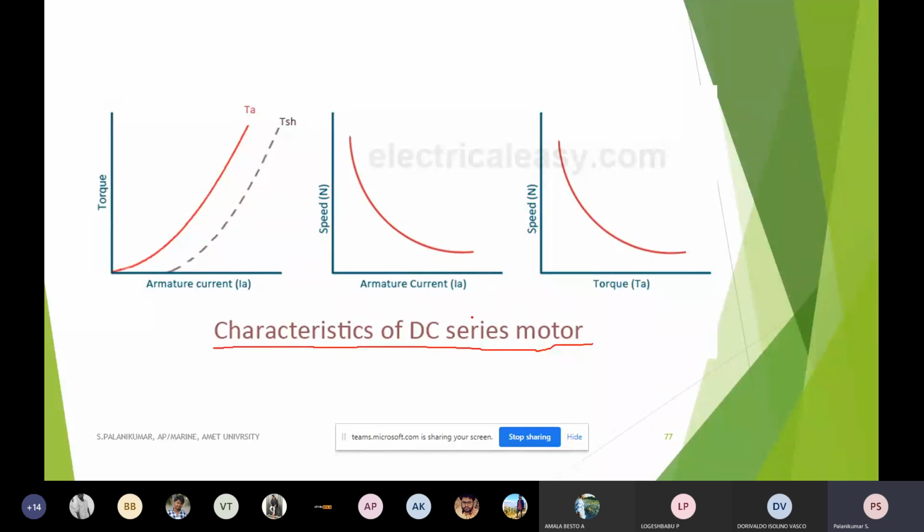Even though it is not existing now in many countries or in many modernized electrical vehicle applications, you should know the fundamentals. There are three different characteristics I am exhibiting now. One is between the torque and armature current, another is between the speed and armature current, and another is between the speed and torque. The third is called the mechanical characteristic.